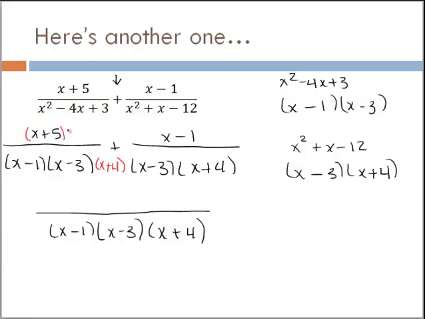Remember, whatever you do to the denominator, you have to do to the numerator. So we bring down x plus 5, x plus 4. This is plus, so we bring down the plus. Now what do we multiply by this denominator to get this denominator? We just need an x minus 1. So we multiply that here.